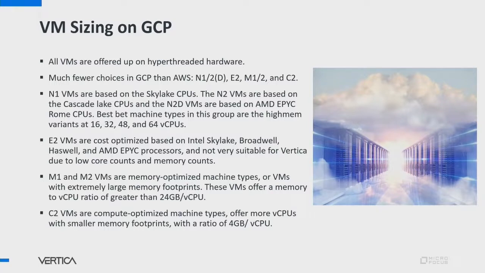The N series, however, does offer a good core-to-memory ratio, especially when you're looking at the high-mem variants. Also, keep in mind, performance of I/O, such as network and disk, are partially dependent on VM size. So customers in the GCP space should be focusing on 32 vCPU VMs and above for their Vertica nodes.